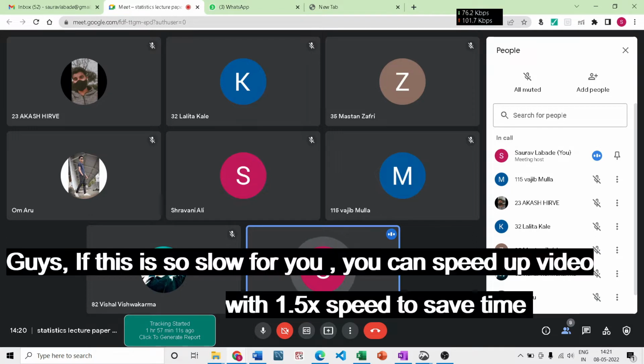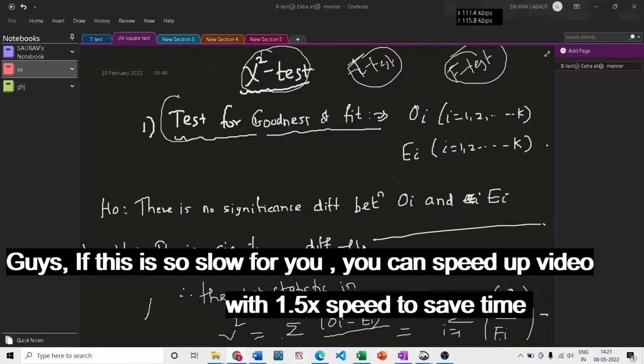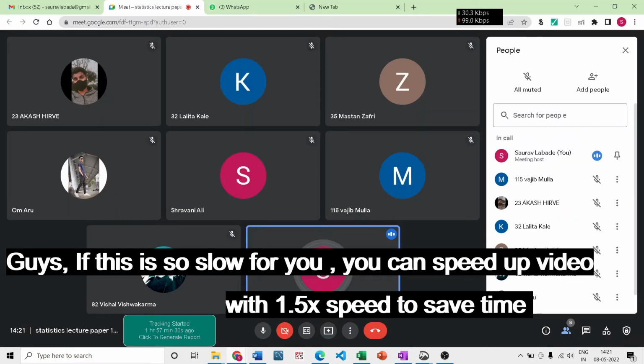Next is the F distribution. There is only one F distribution test, there are no types. It is just a small, simple thing, so we will start with this now. What is the meaning of the F distribution first? I will share my screen with you all first.